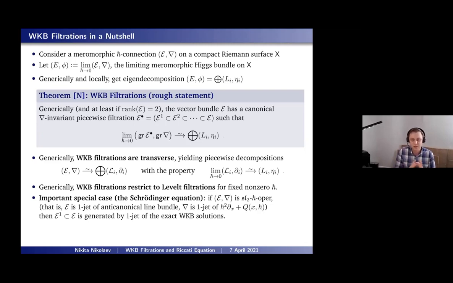So instead of thinking of a second order differential operator in coordinates, I would look at what is called an SL2 oper, an SL2 h-bar oper. So in this case, what you should look at is the first jet bundle of a very specific line bundle on my Riemann surface. This very specific line bundle is the anti-canonical line bundle. Actually, sorry, square root. I forgot. Should be square root anti-canonical.